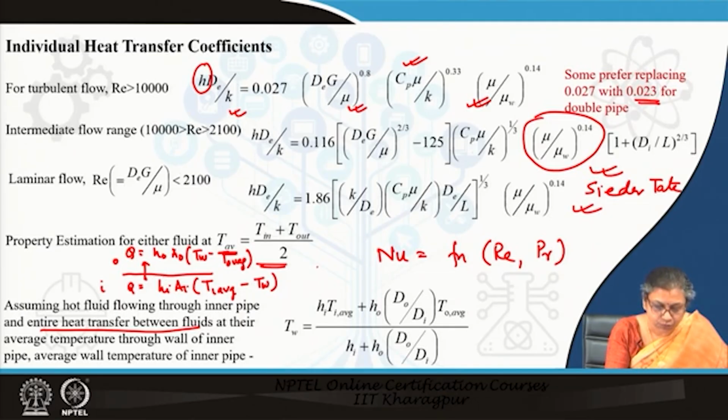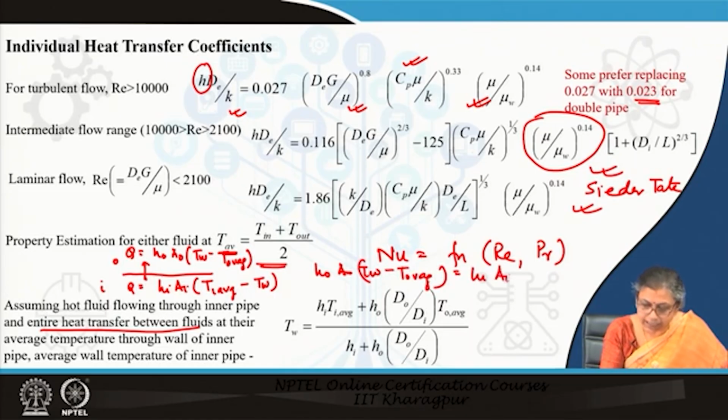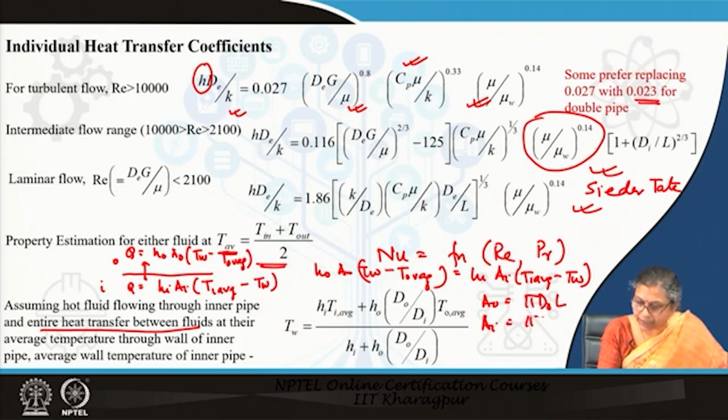Once we equate these two, what do we get? We get HO AO times TW minus TO average, this is equal to HI AI times TI average minus TW. And we know how AO and AI are related. AO is equal to pi DO L, AI equals pi DI L.